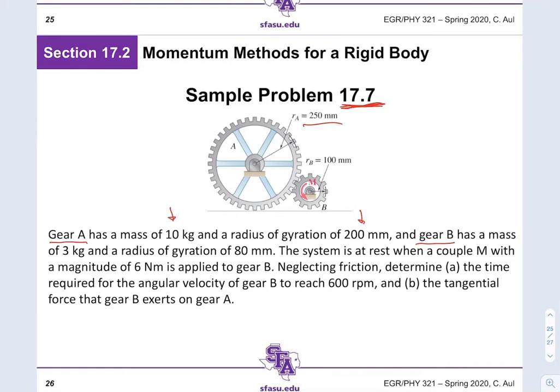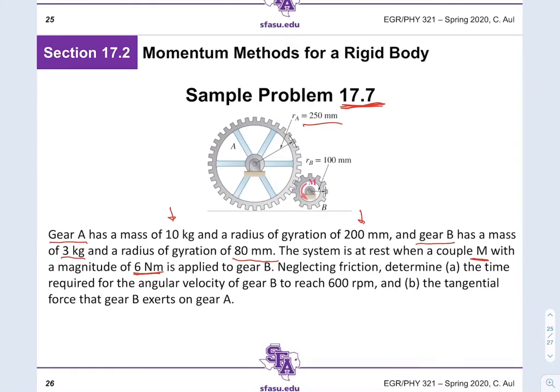So here we have two gears, set up in such a way that we have a gear A and a gear B. They give us the mass for each of them. Gear A has a 10 kilogram mass and a radius of gyration of 200 millimeters. Notice how that's different than the 250 that you see here. What it's giving us is that we're not able to model this specifically like a disk or any such thing, so it gives us the radius of gyration so we can determine its mass moment of inertia. They also give us the mass and the radius of gyration of the smaller gear.